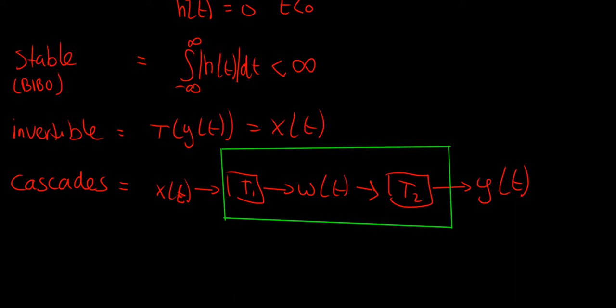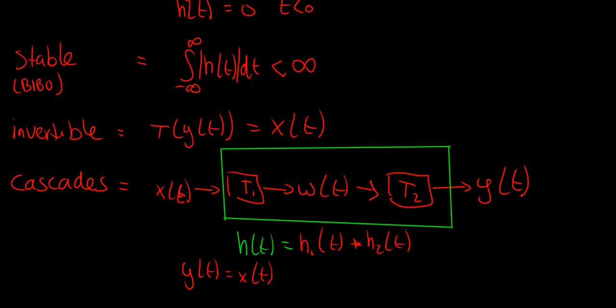Like this, as if it is one big system. Then its impulse response is given by the impulse response of the first convolved with the impulse response of the second. Then we know all the changes that have been made from simple functions into a new function, which gives us h of t of the whole function. And then for our output, we just have to convolve x of t with this new h of t. And that is how cascades work.